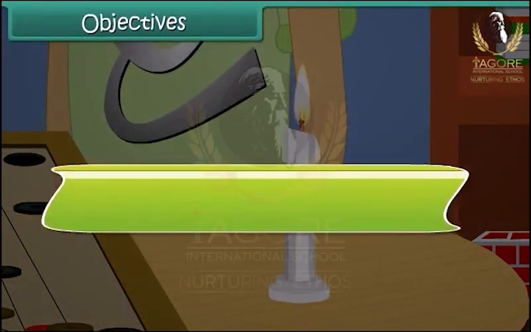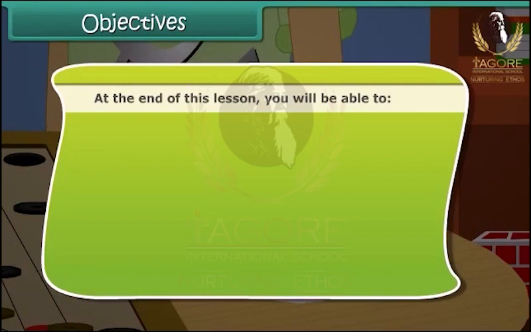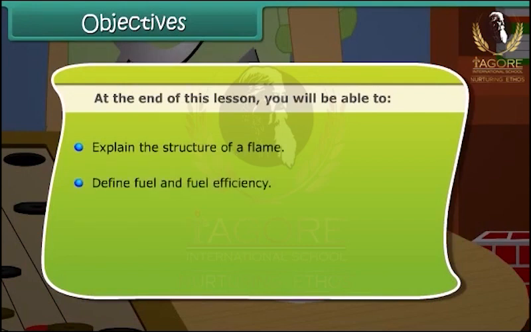Objectives. At the end of this lesson, you will be able to explain the structure of a flame, define fuel and fuel efficiency, explain the harmful effects of burning fuel.